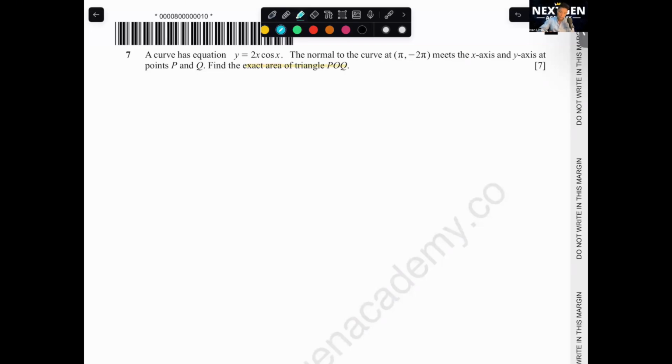First thing, they give us an equation. We need to find the normal, right? You all know what's the equation of normal? Normal will go to your first application of dy over dx. If you go to your questions, the topic of differentiation, the first one is equation of tangent and normal. Then they say the normal to the curve at this particular point meets the x-axis and y-axis. So that means your x-intercept and y-intercept at points P and Q.